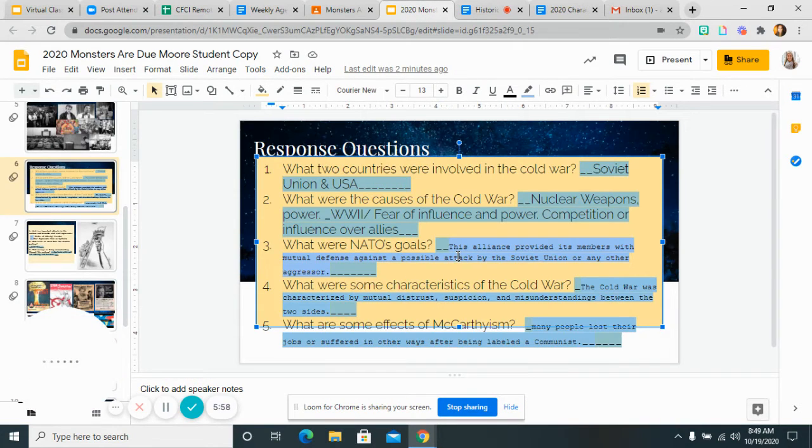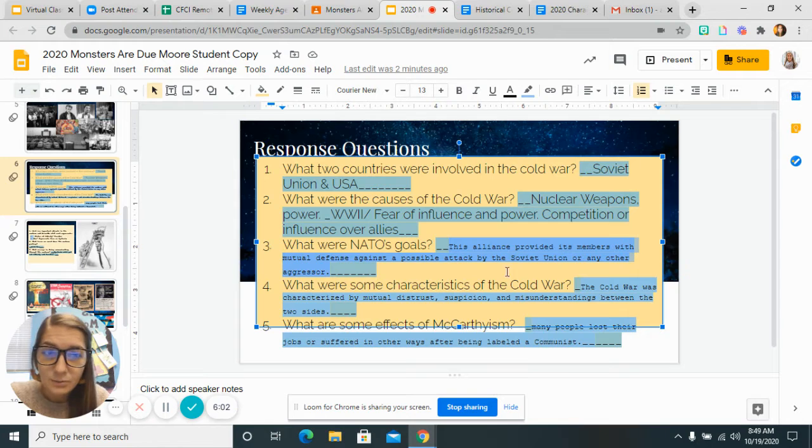So in your answers, I put exactly that sentence from the text. This alliance provided its members with mutual defense against a possible attack by the Soviet Union or any other aggressor.